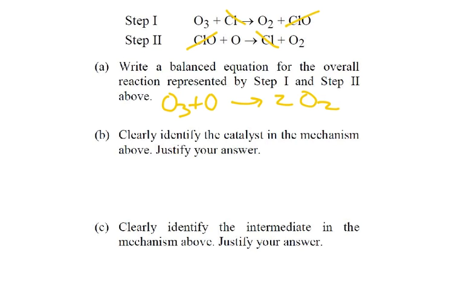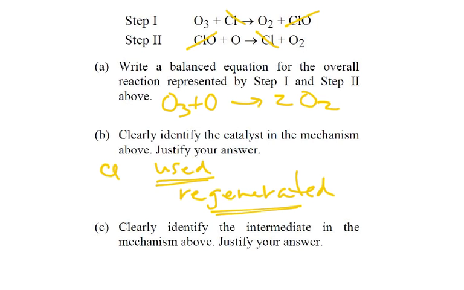Now who's a catalyst? The catalyst is chlorine because it is used in an earlier step and then it's regenerated in a later step. It's used up in an early step and regenerated in a later step. And if this were my actual AP question, I'd be using complete sentences here.